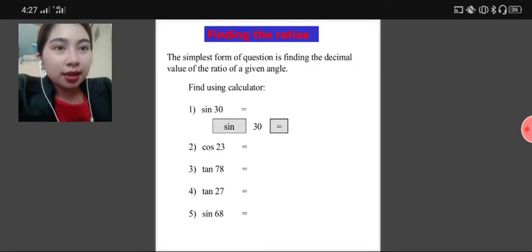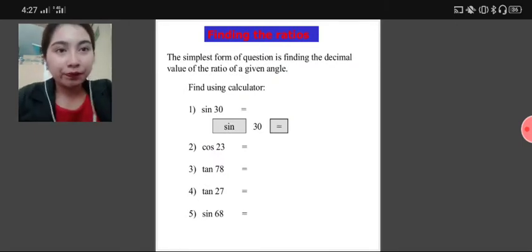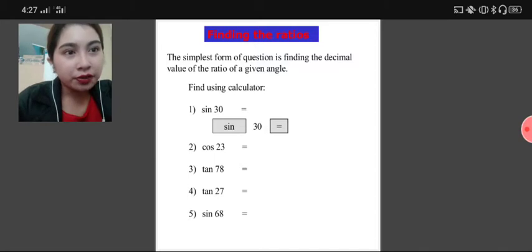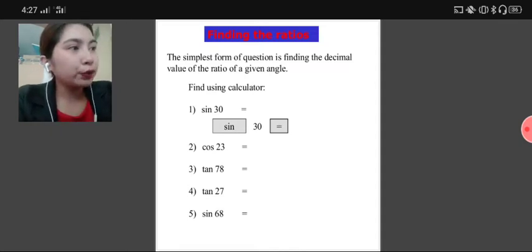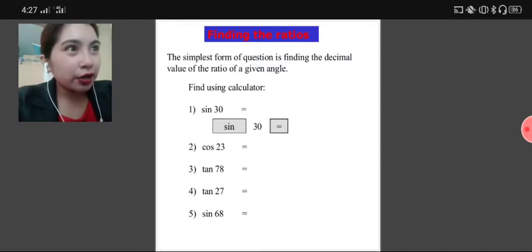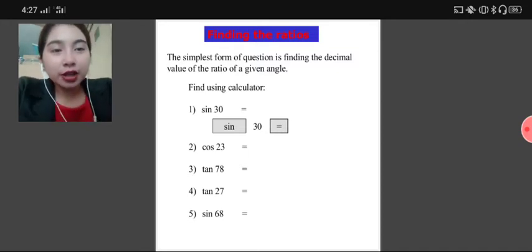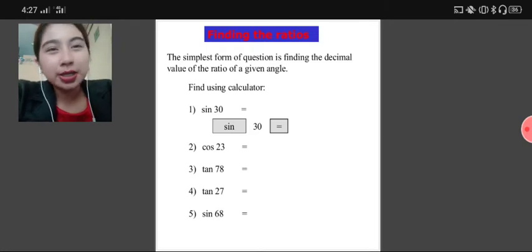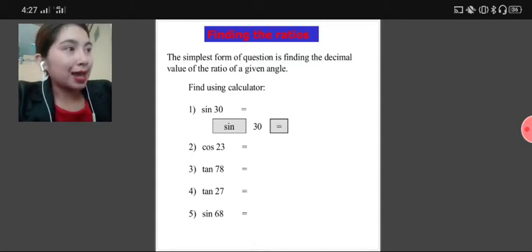In the next slide, we are finding the ratios. The simplest form of question is finding the decimal value of the ratio of a given angle. Your calculator should have sine, cos, tan. I recommend that you buy a scientific calculator so it is easier to compute. For example, number 1, sine 30.